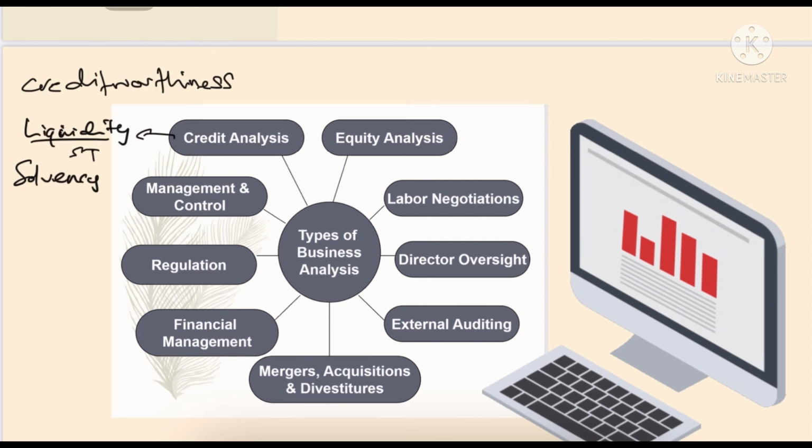And then for the long term, they focus on the solvency, whether they are able or not to pay in the long term, such as for the loan. Here we are going to calculate the solvency ratio or the profitability ratio of the company. So this is for credit analysis.